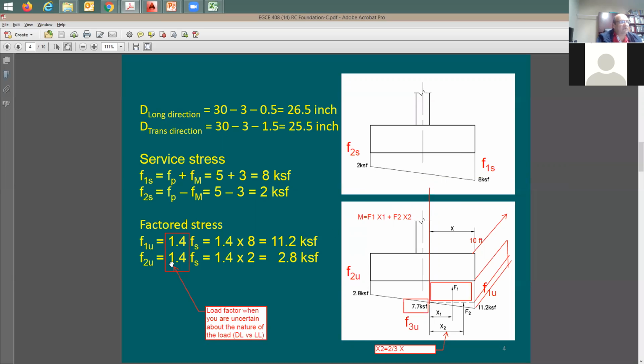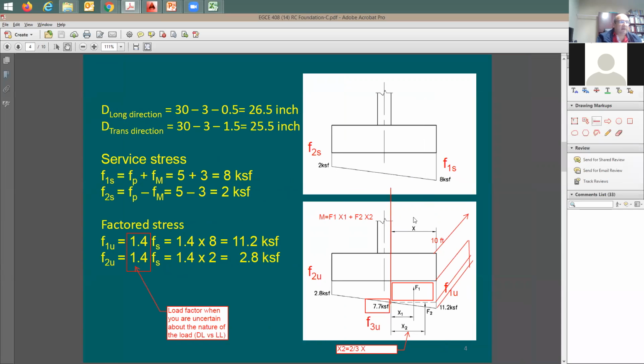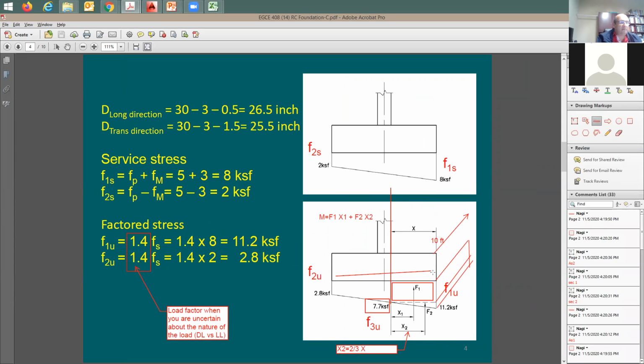Now I also need to do it for the factored load, because if you'd like to design the reinforcement, and the reinforcement is going to be running in this direction, because it's going to be cut through the section. So in this case, I need to have it at the ultimate level.